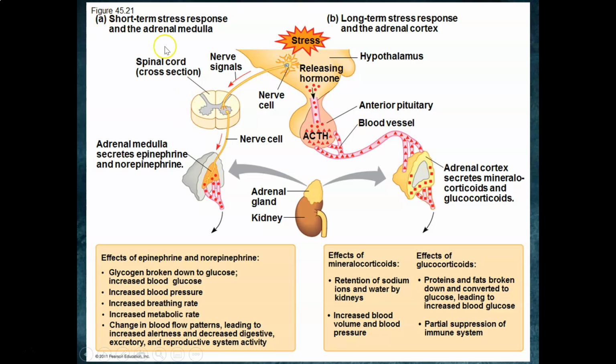So this is kind of just taking a look at the basic loops here. So here's your adrenal medulla, right? Creating that epinephrine and norepinephrine. Okay, and it's coming ultimately from your hypothalamus, sending that nerve signal down your spinal cord, down to that adrenal medulla, and increasing all of these rates by producing those two hormones.